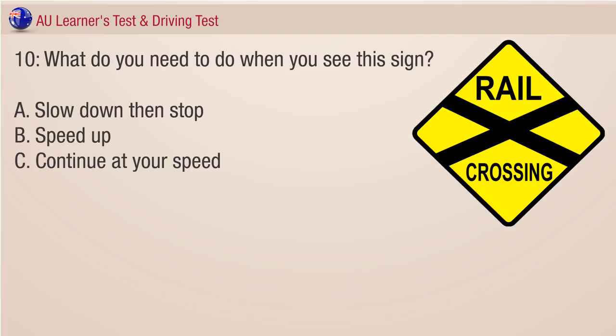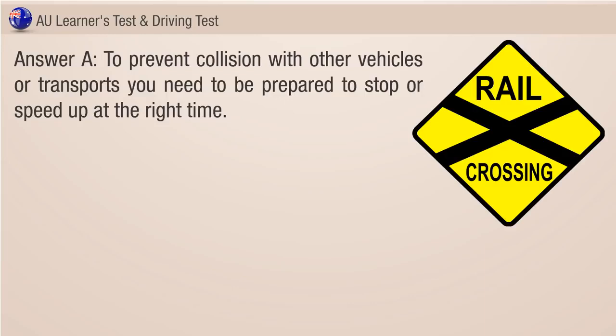Question 10. What do you need to do when you see the sign? A. Slow down then stop. B. Speed up. C. Continue at your speed. Answer A. To prevent collision with other vehicles or transports, you need to be prepared to stop or speed up at the right time.